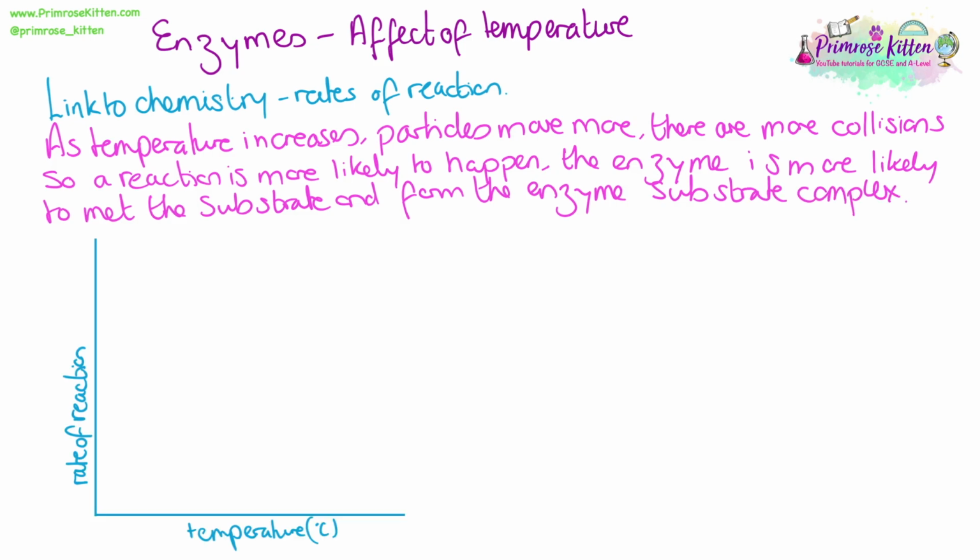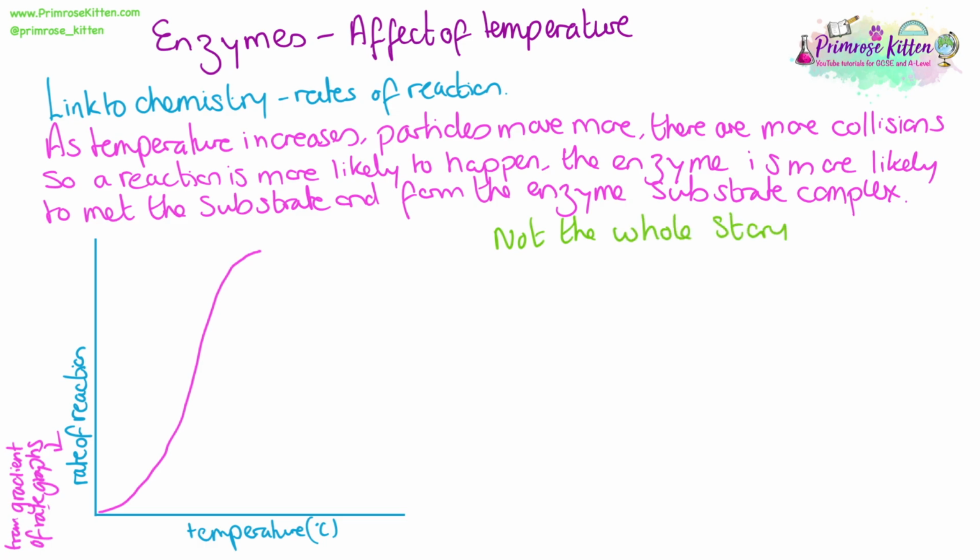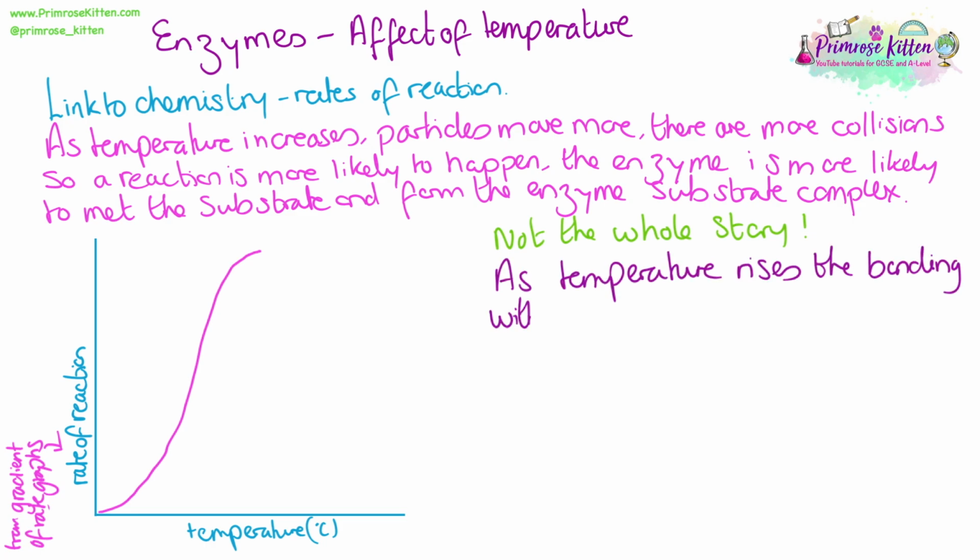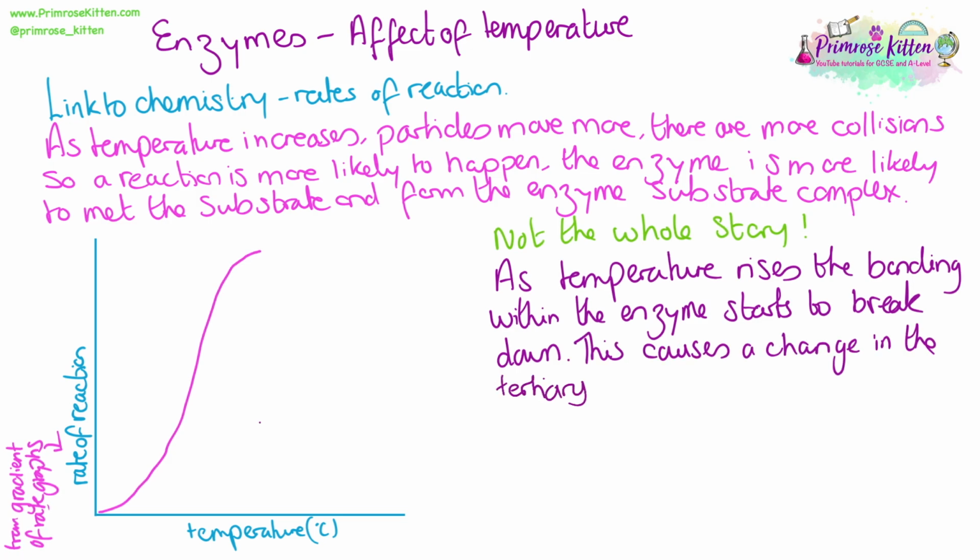We can see that on a graph with temperature across the bottom and rate of reaction up the side. There are two parts to this graph. In pink, we can see what is happening as the temperature increases, but that is not the whole story. Because as the temperature rises, the bonding within the enzyme starts to break down. This causes a change in the tertiary structure, which changes the shape of the active site.